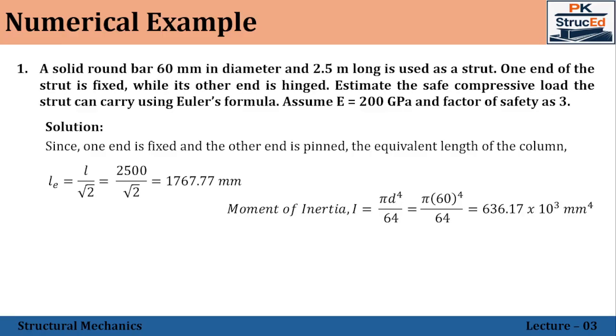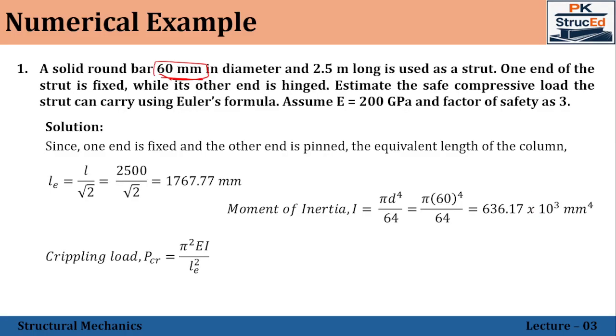Now the moment of inertia will be calculated. So moment of inertia will define the cross-sectional properties, or otherwise it will give the resistance against the bending properties. So since this is a circular section, we know that moment of inertia will be equal to pi d power 4 by 64, where d is the diameter of the cross section. So here the diameter is 60 mm being given. Therefore pi into 60 power 4 divided by 64 will come as 636.17 into 10 power 3 mm power 4.